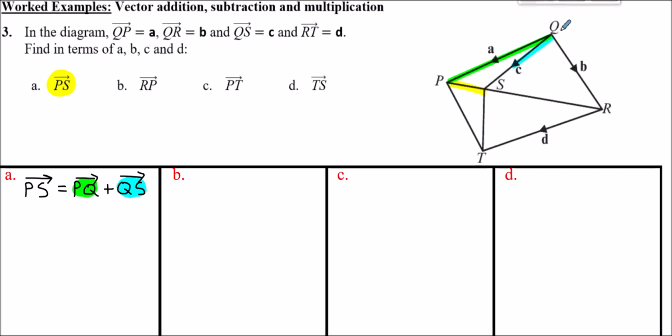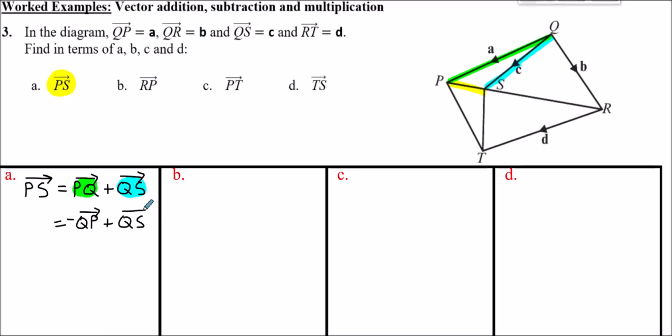Now from P to Q, that's going against the flow of traffic in terms of direction of A. A is from Q to P, and so PQ, because it's the same road but the opposite direction, that's minus QP. Now Q to S, that is going along the same line of traffic as C. So from Q to S, that is the same as vector C. So that's no worries at all. So we can leave that as it is.